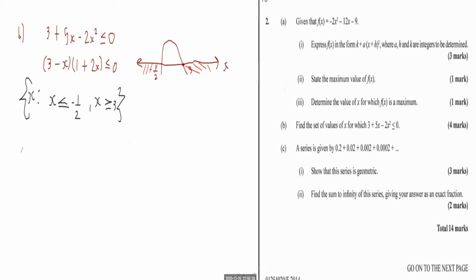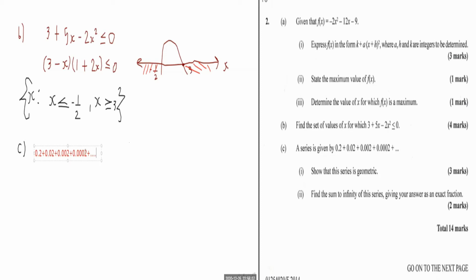Now part C. Part C says now, a series is given by 0.2 plus 0.02 plus 0.002 plus 0.0002, and it continuing. It says show that the sequence is geometric. So as you can see, the series is 0.2 plus 0.02 plus 0.002 plus 0.0002, and it continues.